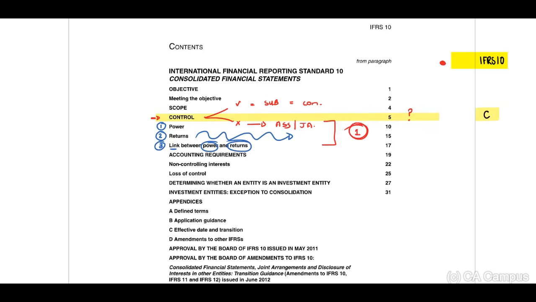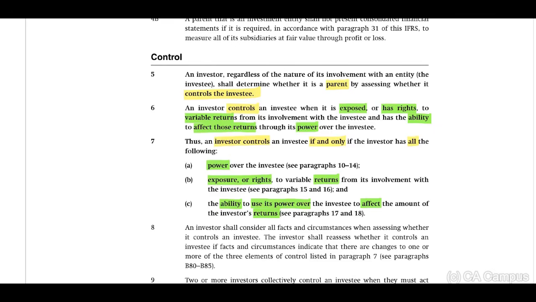There should be power. Therefore, if I'm you, and this is my standard, I will include a smaller flag at paragraph 5, just to ensure that I am familiar with the principles. Therefore, if you open paragraph 5, remember, you need to be able to discuss in a theory question. This is rules. If you look at paragraph 5, it indicates an investor, regardless of the nature of its involvement with an entity, shall determine whether it is a parent by assessing whether it controls the investee.